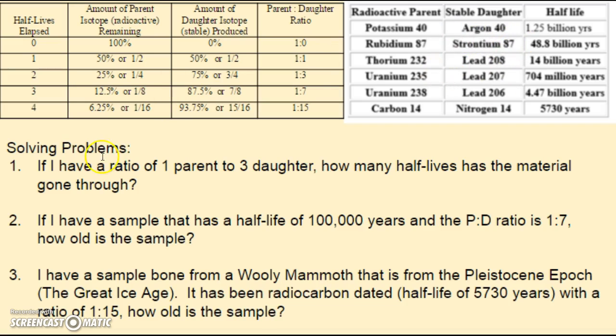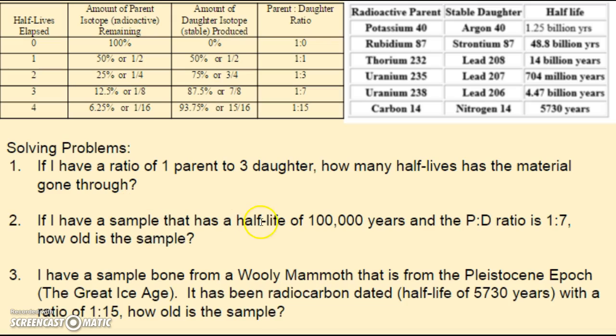So here we go. If I have a ratio of 1 parent to 3 daughter, how many half-lives has the material gone through? Well, 1 parent to 3 daughter, let me find my ratio, 1 to 3. It tells me that it's gone through 2 half-lives. So I can use the ratio to make sense of the number of half-lives, or I could use the number of half-lives to then calculate the ratio.